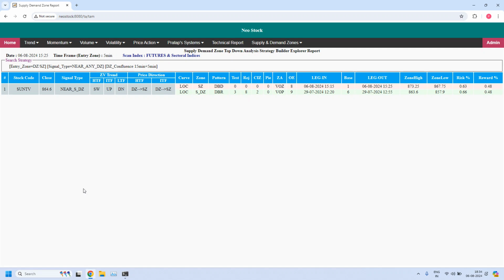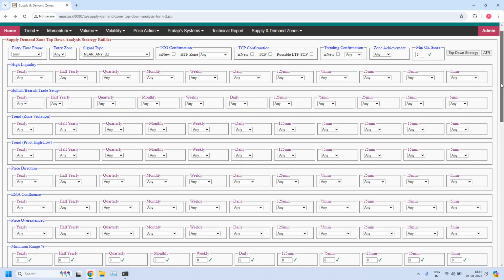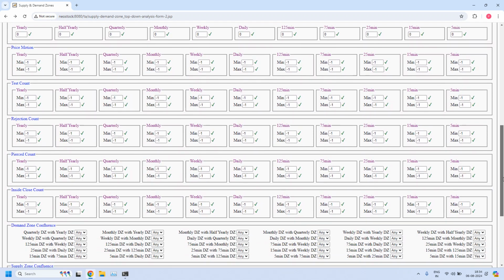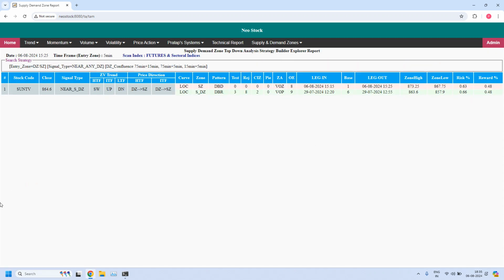Sun TV is having confluence. Moreover, it is a high liquidity 5 minutes demand zone. See how many times it is already tested. Okay, let us check if this has any HTF confluence. So 5 minutes with 15, 5 minutes with 75 and also 15 minutes with 75. This is ITF, HTF confluence. All the 3 zones confluence. Yes, Sun TV is having confluence with 75 minutes, 15 minutes and 5 minutes.